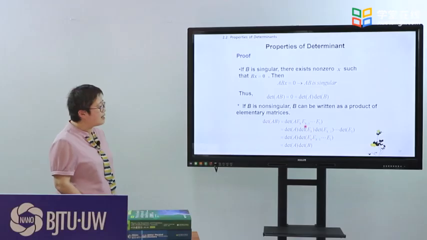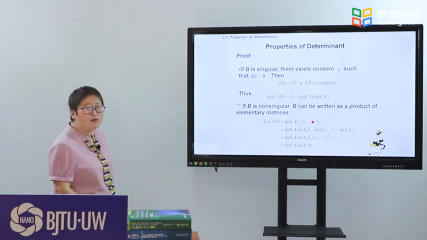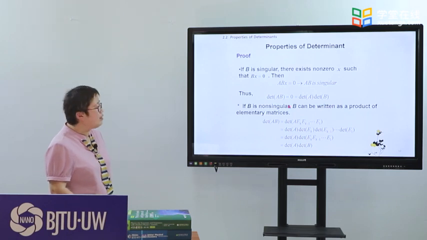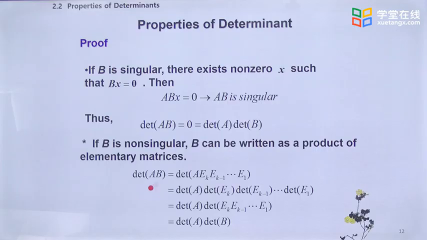Right? It's just because you can think EK minus 1 till E2 as a whole first. Then this matrix and E1, when you do the determinant of this multiplication, it equals the determinant of A times till E2 times the determinant of E1. And then sequentially repeating this process, you will get it equals determinant of A times determinant of EK times determinant of EK minus 1 till determinant of E1.